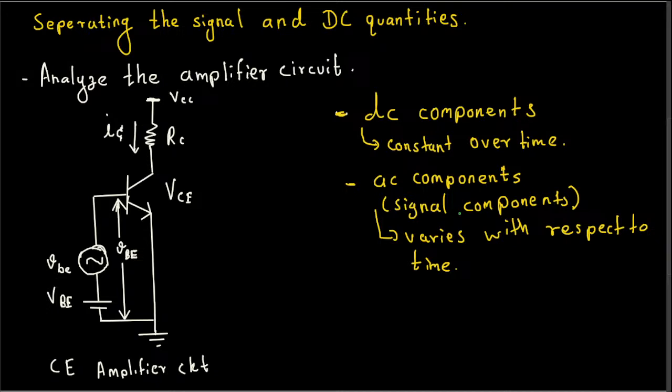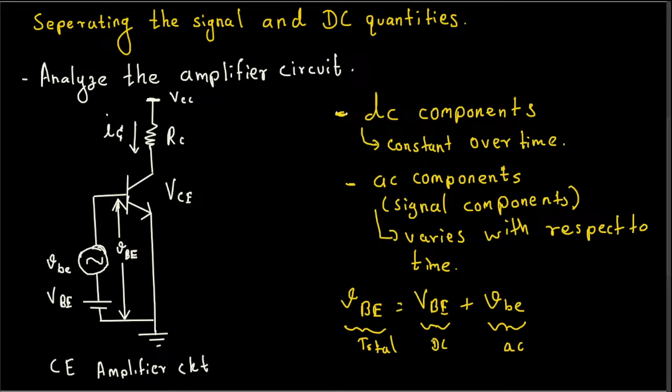Okay. And this one, if you look at this VBE voltage, a small v capital BE, that's a total voltage. That's equal to the DC component of the voltage, that's capital V capital BE, and the AC component, that is small v small b small e. This one is the total, this one is the DC component of it, and this one is the AC component of it. DC and AC. And current is also the same.